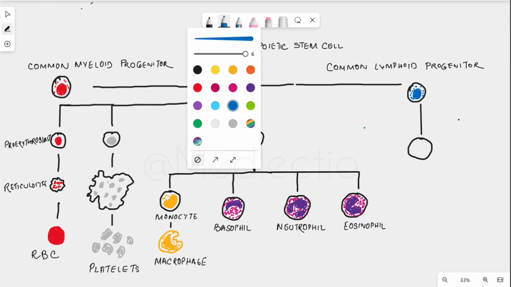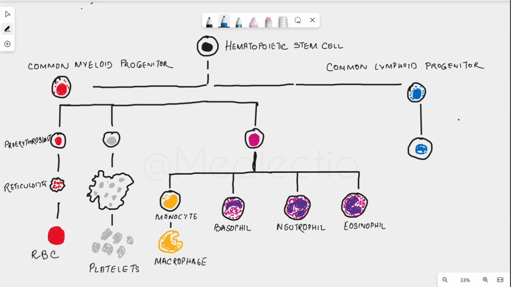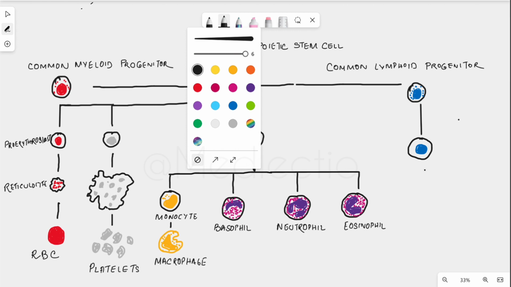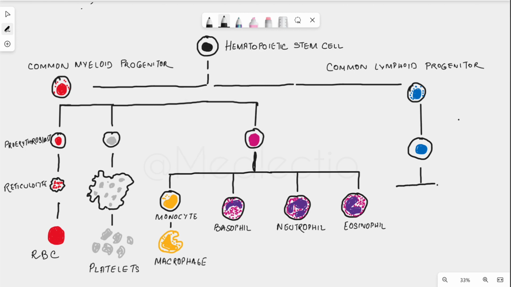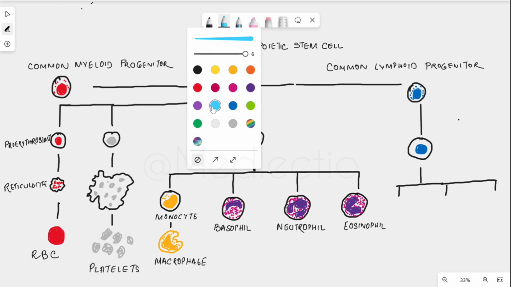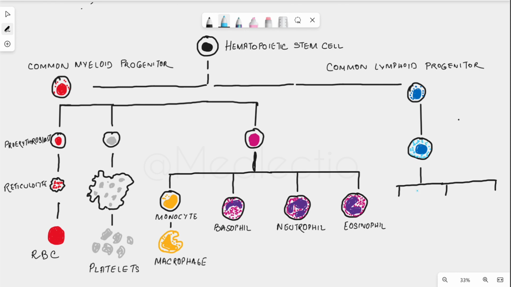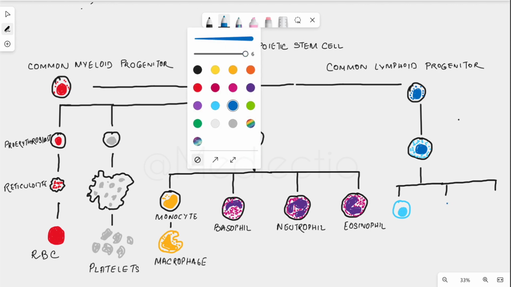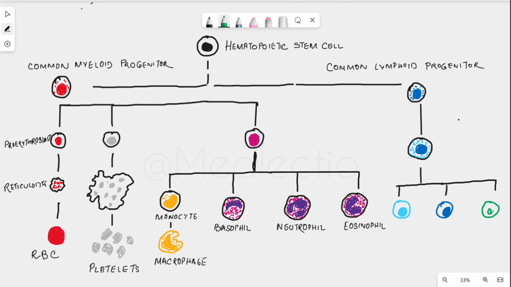Now come to the common lymphoid progenitor cells. So here we get the lymphocytes, and as you know there are three types: the B cell, T cell and NK cells. So here we get our B cells, then T cells, then our NK cells. So these guys are also for our immunity. B cell, T cell and then natural killer cells.